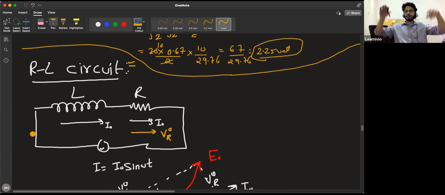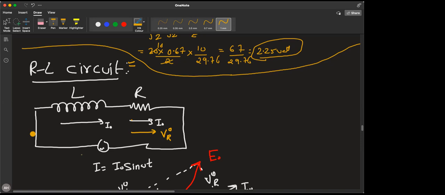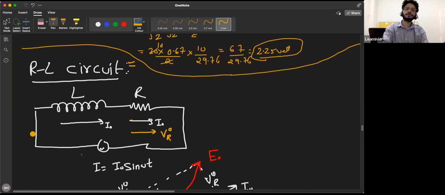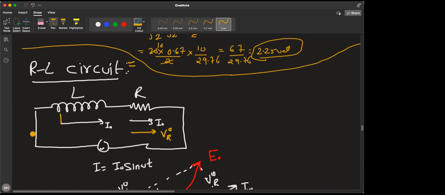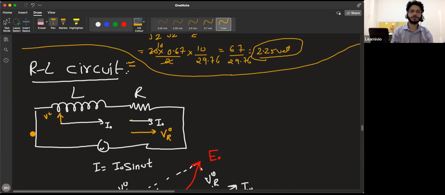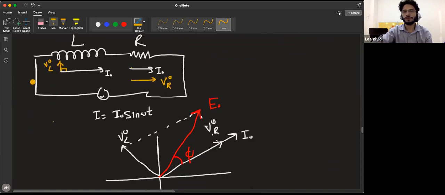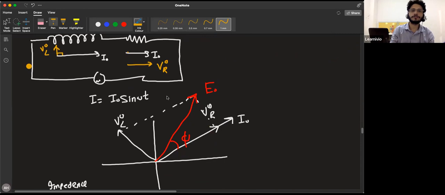What about the inductor, Hishma? Voltage across the inductor and current through the inductor, are they in the same phase? No. So which one leads, which one lags here? Voltage leads and current lags. Very good. Voltage leads current by a phase difference of pi by 2. Now if I draw the phasor diagram, this is I naught. Voltage is in the same phase, V naught R. V naught L leads current by pi by 2. So we have to add V naught R and V naught L.